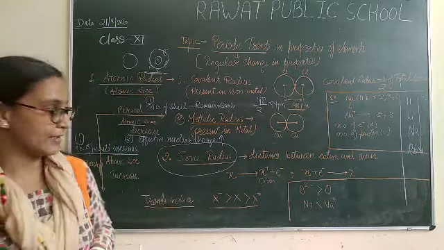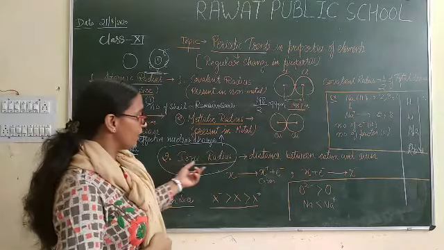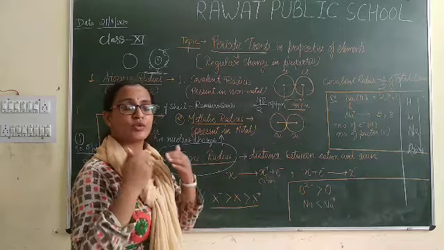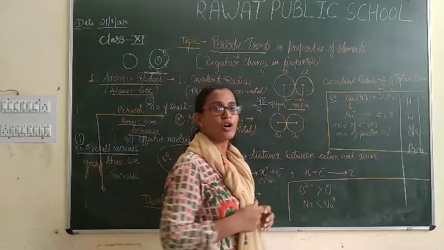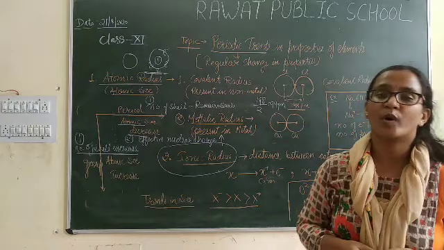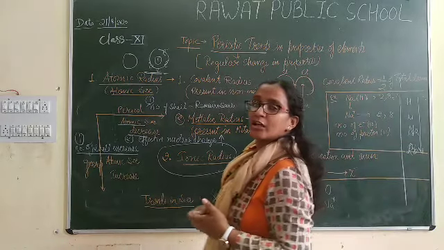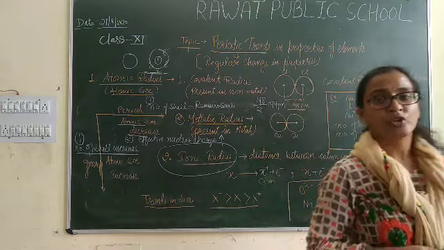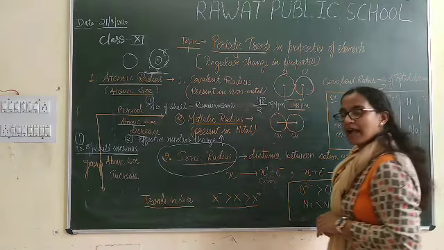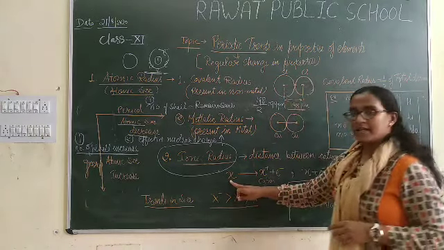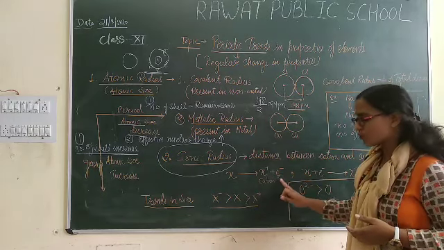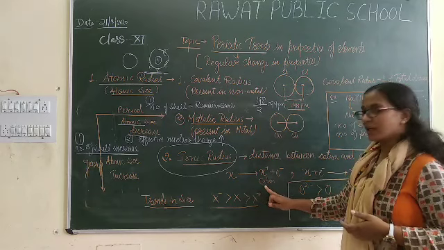What is ionic radius? When a particular element loses or gains electrons, it is converted into ions. There are two types of ions, cations and anions. So what happens in the case of cations and anions? When an element is present and we remove one electron, it is converted into a cation.